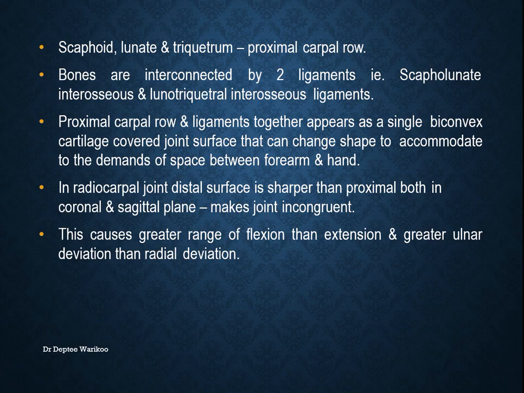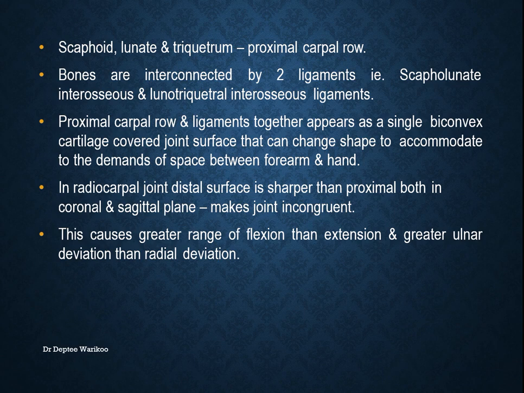The pisiform functions entirely as a sesamoid bone, presumably to increase the moment arm of the muscle in which it is inserted, that is flexor carpi ulnaris. In the radiocarpal joint, the distal surface is sharper than the proximal, both in the coronal as well as the sagittal plane. This makes the joint an incongruent joint.